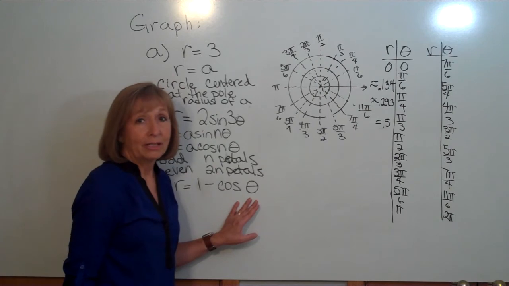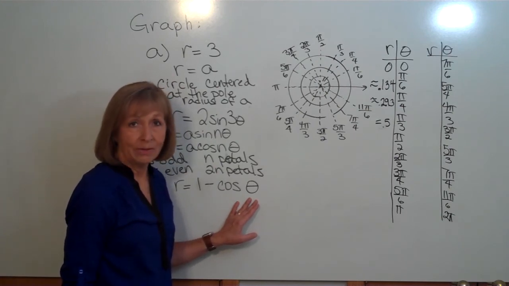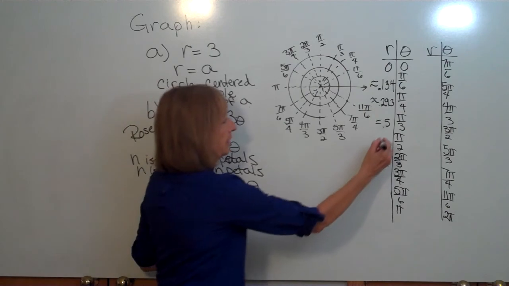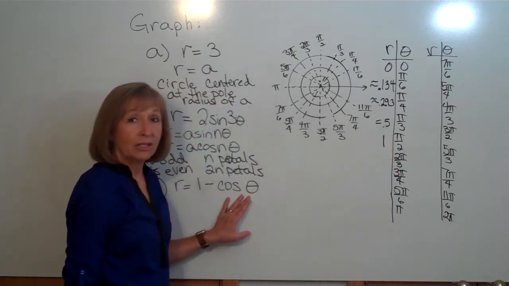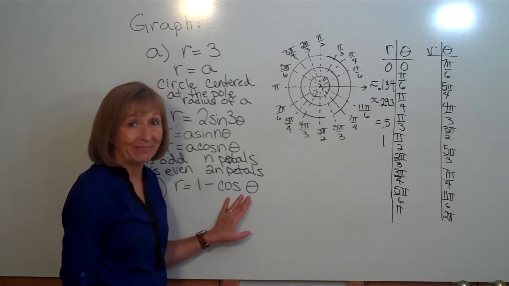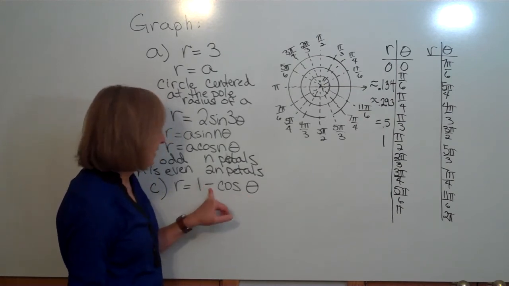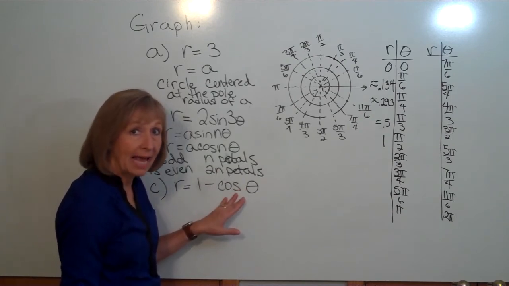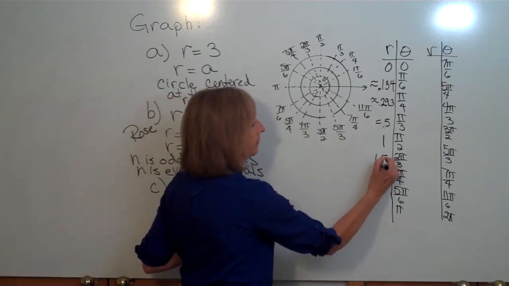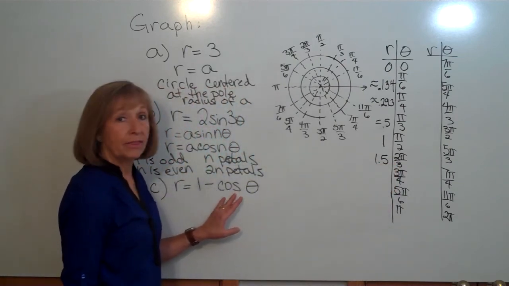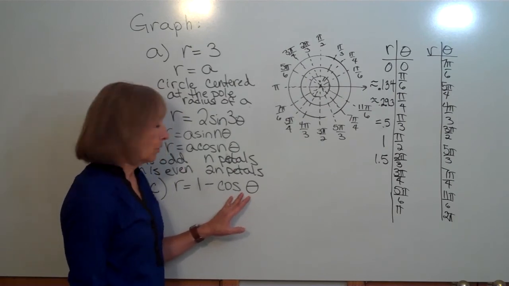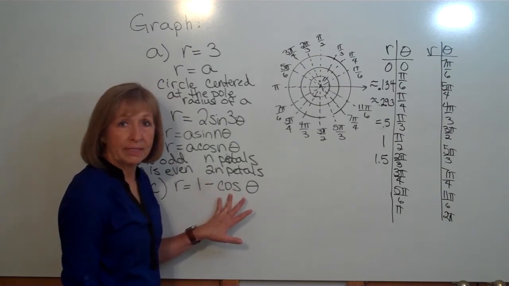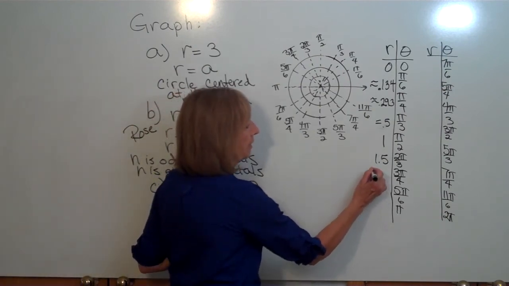Then at pi over 2, the cosine of pi over 2 is 0. 1 subtract 0 is 1. At 2 pi over 3, the cosine of 2 pi over 3 is negative a half. So 1 minus negative a half is 1 plus a half, so that's 1.5. Then at 3 pi over 4, the cosine of 3 pi over 4 is negative the square root of 2 over 2. So it's 1 minus negative 0.707, which is 1.707.